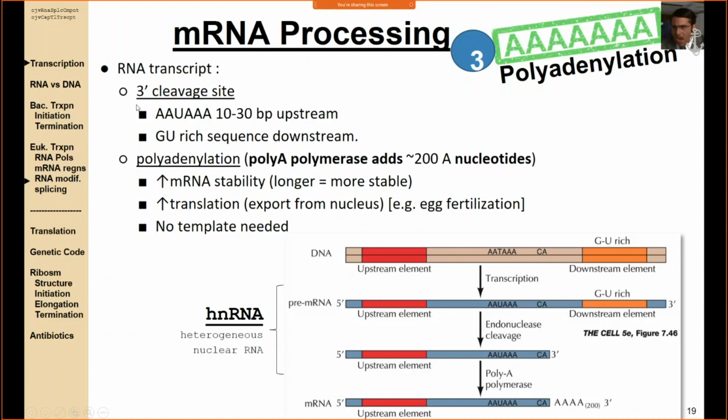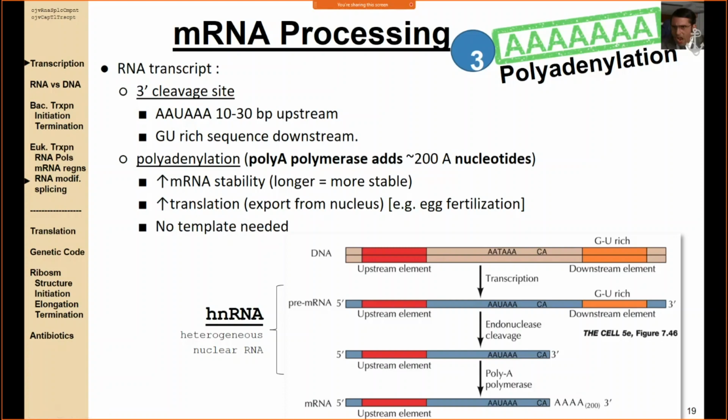in transcription, there's a 3' cleavage site. You don't need to know that sequence. It's 10 to 30 base pairs upstream. The GU-rich sequence is downstream. And then there's this poly A tail, which can be hundreds, about 200 A's long. And so this is becoming drug targetable in that if you increase the polyadenylation, you're increasing the stability of that mRNA.